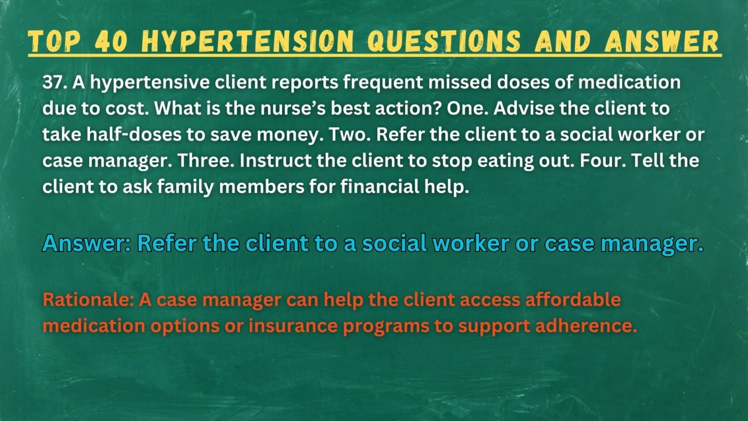37. A hypertensive client reports frequent missed doses of medication due to cost. What is the nurse's best action? 1. Advise the client to take half doses to save money. 2. Refer the client to a social worker or case manager. 3. Instruct the client to stop eating out. 4. Tell the client to ask family members for financial help. Answer: Refer the client to a social worker or case manager. Rationale: A case manager can help the client access affordable medication options or insurance programs to support adherence.